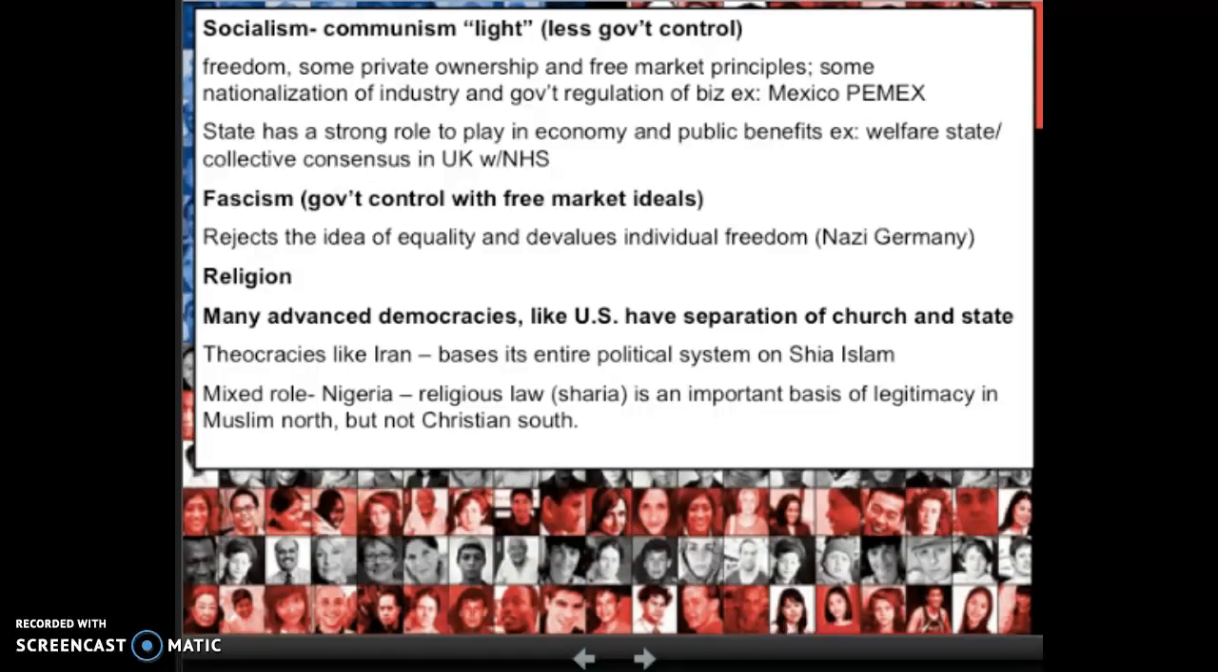And then you'll see places like Nigeria, where religion plays a mixed role. So you'll have some religious law or Sharia in the northern part of Nigeria, but not really so much in the southern part of Nigeria. Now, you do have religion playing a role in Mexico, like the Catholic Church, but there still is that idea of separation of church and state.